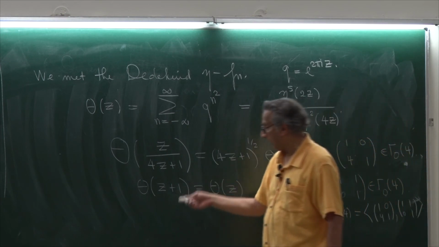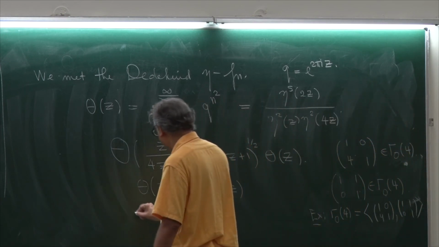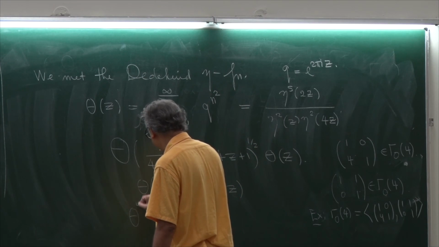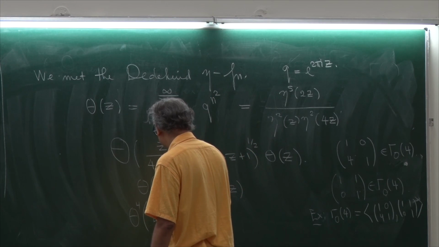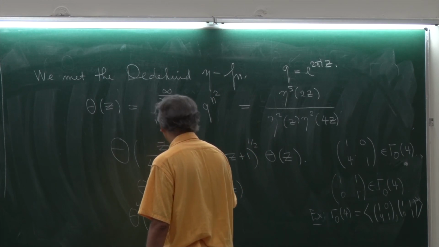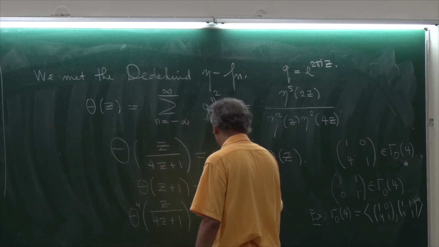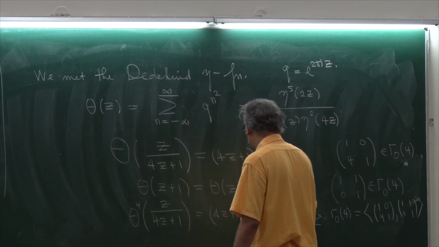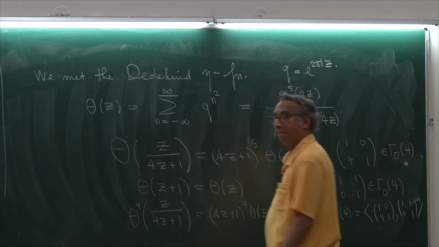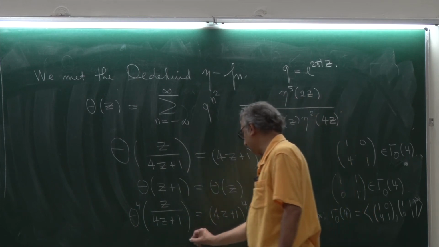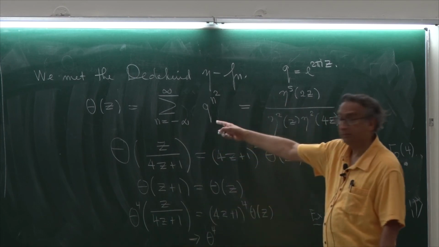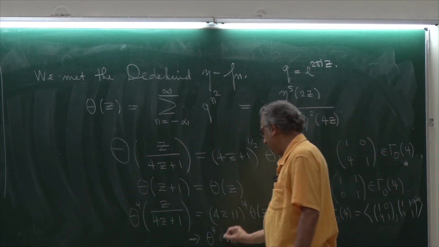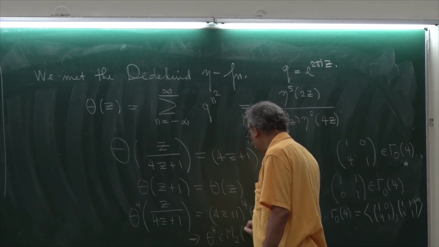Therefore, we have that if I take the fourth power of the theta function, that'll be (4z+1)^2 theta(z). And therefore, this implies that the fourth power of the theta function is an element of weight 2 on Gamma_0(4).